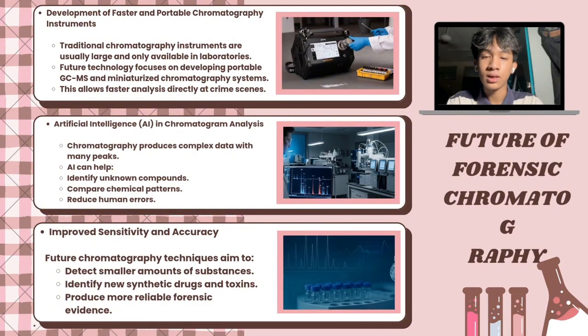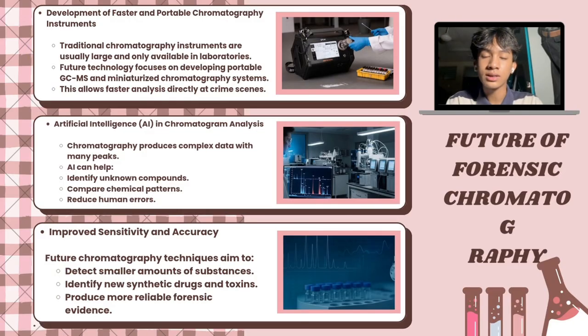So another promising development on the horizon is the integration of artificial intelligence to analyze chromatograms. So AI systems can help forensic scientists identify unknown substances more quickly and accurately by recognizing complex patterns in large amounts of chemical data. So this technology has the potential to streamline the identification process and improve the reliability of results.